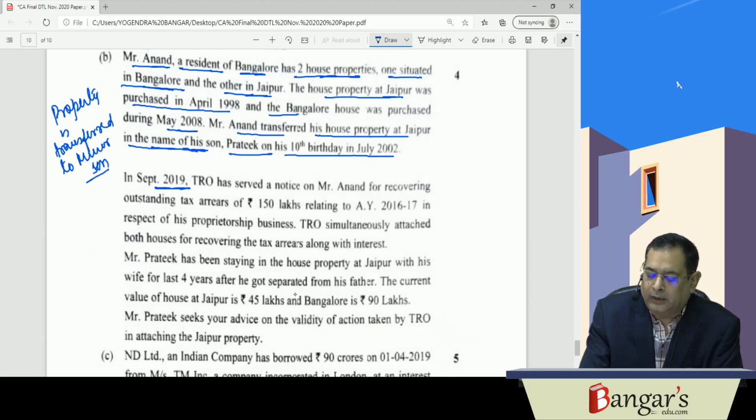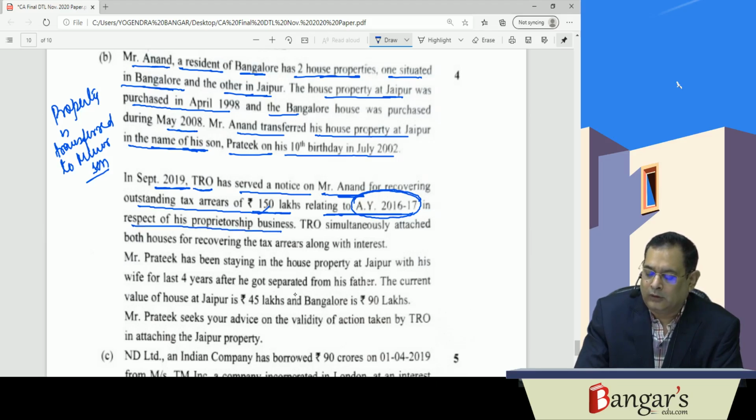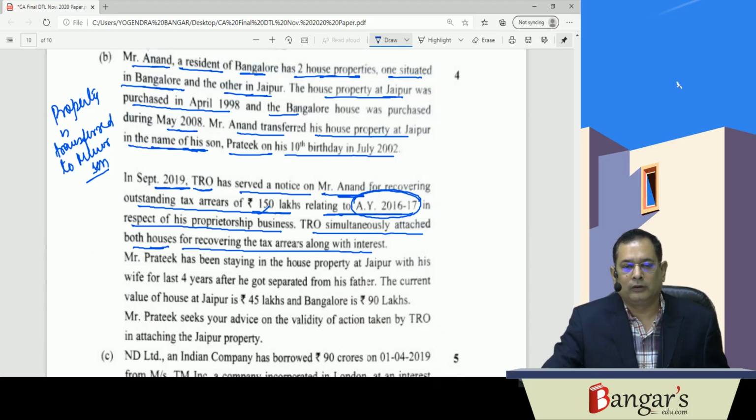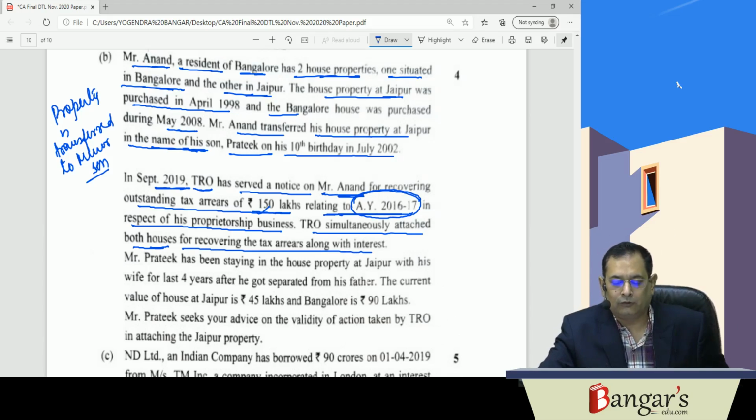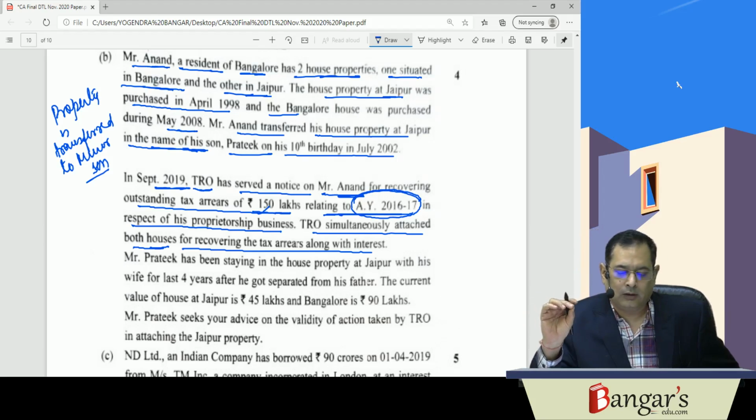In September 19, the tax recovery officer served a notice on Mr. Anand for recovering outstanding tax arrears of rupees 150 lakhs relating to AY 16-17. TRO has served a notice in respect of his proprietorship business. TRO simultaneously attached both the houses for recovering the tax arrears along with the interest. In exercise of the powers granted to the tax recovery officer, he can attach the movable and immovable property belonging to the assessee.